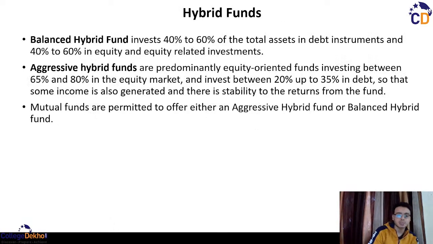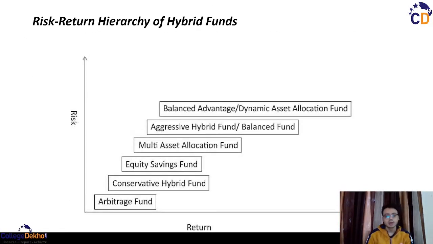Now there are 6 types of hybrid fund. One, you have the balanced advantage or the dynamic asset allocation fund. You have the aggressive hybrid fund. You have a conservative hybrid fund. You have a multi-asset allocation fund. You have the equity savings fund. You have the arbitrage fund.